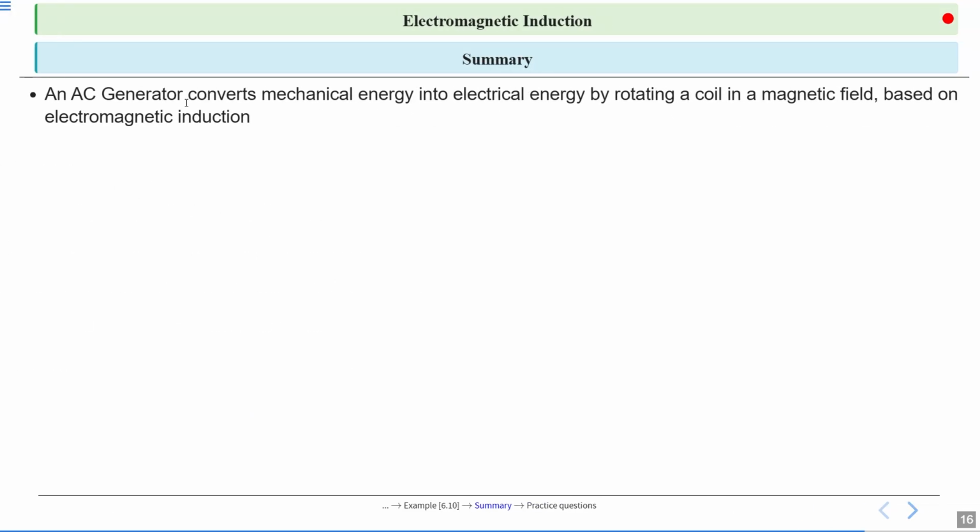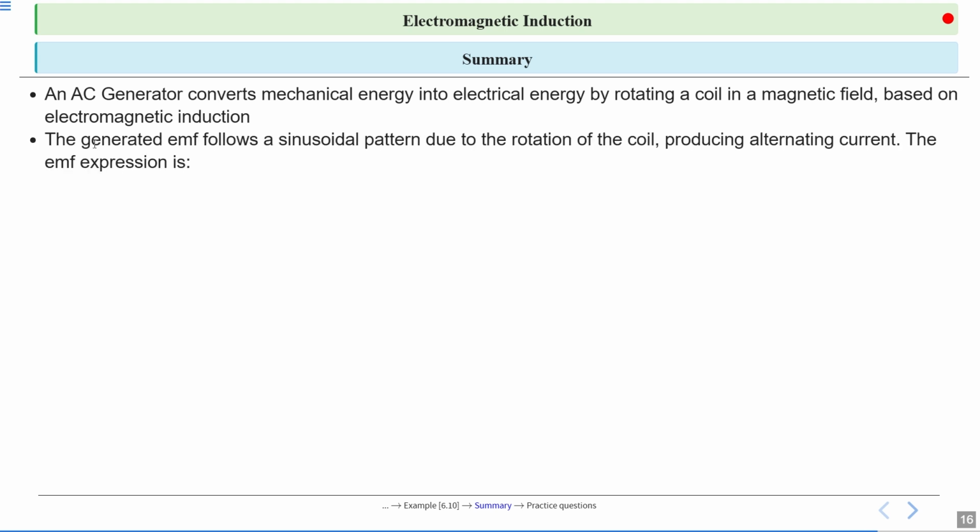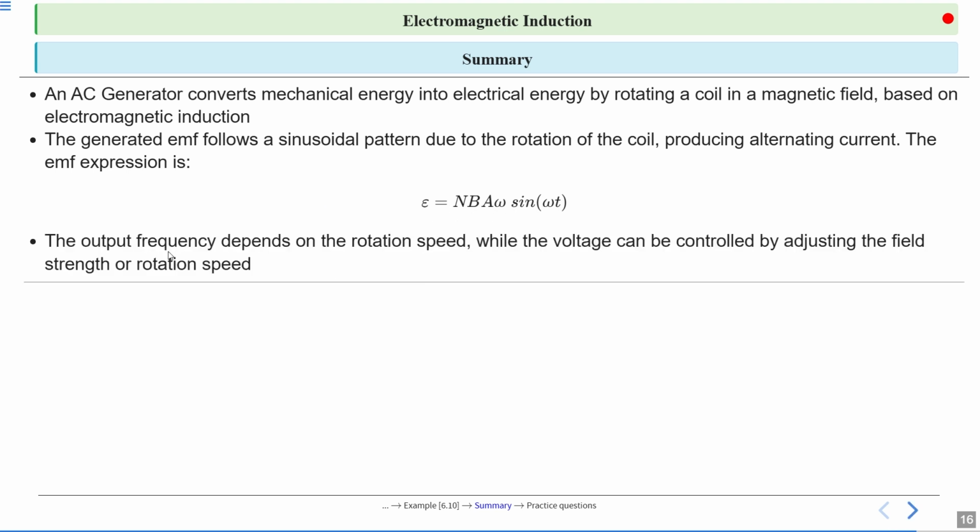Summary: an AC generator converts mechanical energy into electrical energy by rotating a coil in a magnetic field based on electromagnetic induction. So this is the principle of the generator also. The generated EMF follows a sinusoidal pattern due to rotation of the coil, producing alternating current. The EMF expression is epsilon equal to NBA omega sin omega t. The output frequency depends on the rotation speed, while the voltage can be controlled by adjusting the field strength and rotation speed.